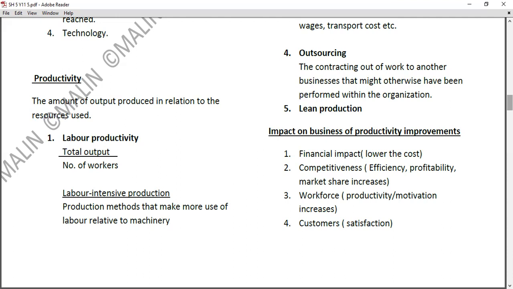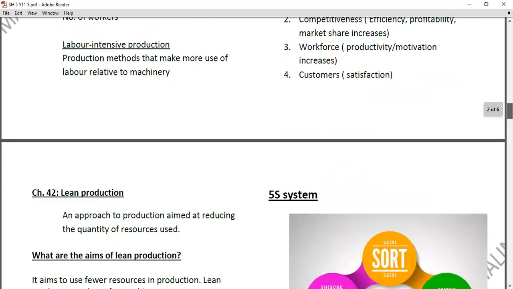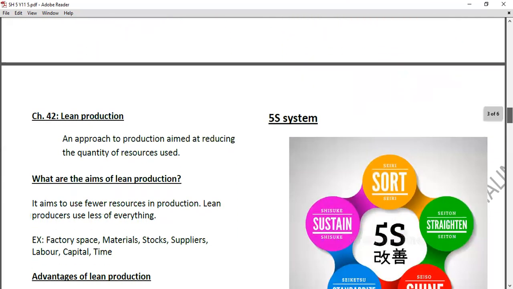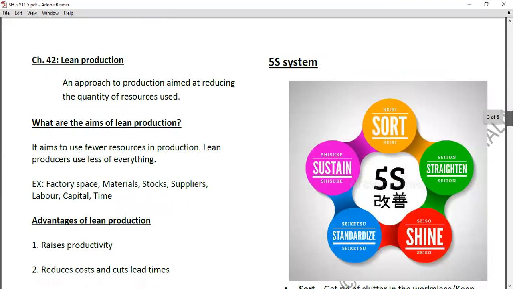Like that, you can use these outsourcing methods to reduce the cost. You can reduce the overhead cost. As a result, you can be more productive. And finally, the lean production techniques. Lean production means all the methods by which you can reduce wastage. We are learning lean production separately in another chapter, chapter number 42. In my next chapter, I'm going to talk about lean production.